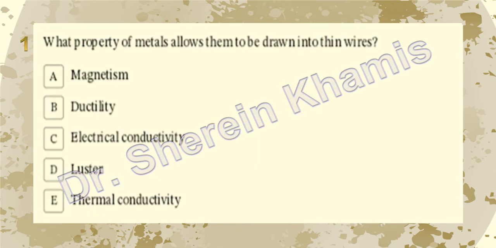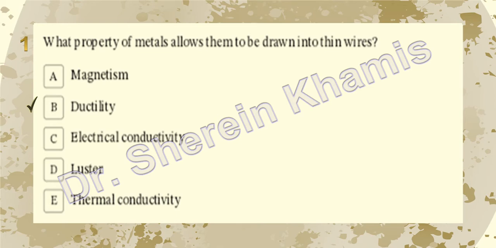Okay, first question says that the property of metals allows them to be drawn into thin wires. What is the meaning of this? We can make sheets or paper from metals. What is the property that illustrates the meaning of thin wires or sheets? We have magnetism, ductility, electrical conductivity, luster, and the last one, thermal conductivity. The right answer will be ductility.